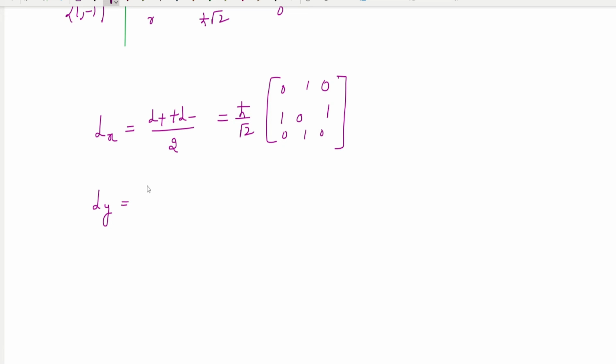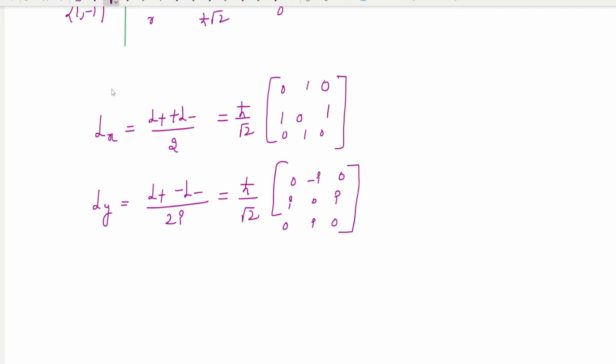Next, Ly. If you want Ly, this is the formula: L plus minus L minus, divided by 2i. So therefore, h cross divided by root 2 times 0, minus i, 0; i, 0, minus i; 0, i, 0. So these are the L square, Lz, L plus, L minus, Lx, Ly matrix representations in terms of L equal to 1. Okay, next.